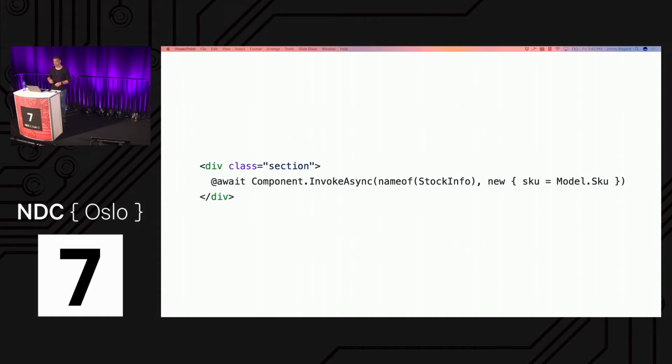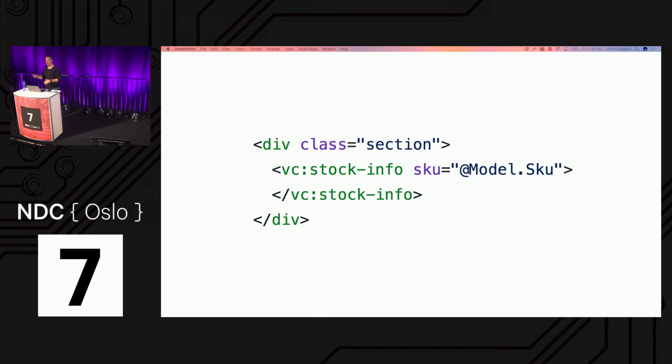Next, I need to invoke this component from inside the outer layout. So this is going to be the outer layout code that is trying to pull all these different components together into one single coherent user interface. And it can use this component invoke async. Ugly way of doing things. There's a better way in ASP.NET Core 1.1, which I can just use this tag helper to say, show me the stock info for this individual SKU.